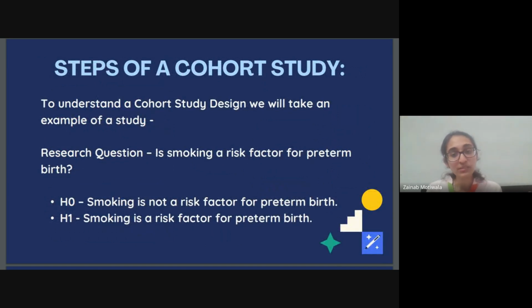Now let's talk about the steps of a cohort study design. And as you all know, for any study design we talk about, first we talk about the research question. So let's take a hypothetical research question. Is smoking a risk factor for preterm birth? Then we form the null hypothesis and the alternate hypothesis. In this particular case, the null hypothesis would be smoking is not a risk factor for preterm birth, while the alternate hypothesis would say smoking is a risk factor for preterm birth.